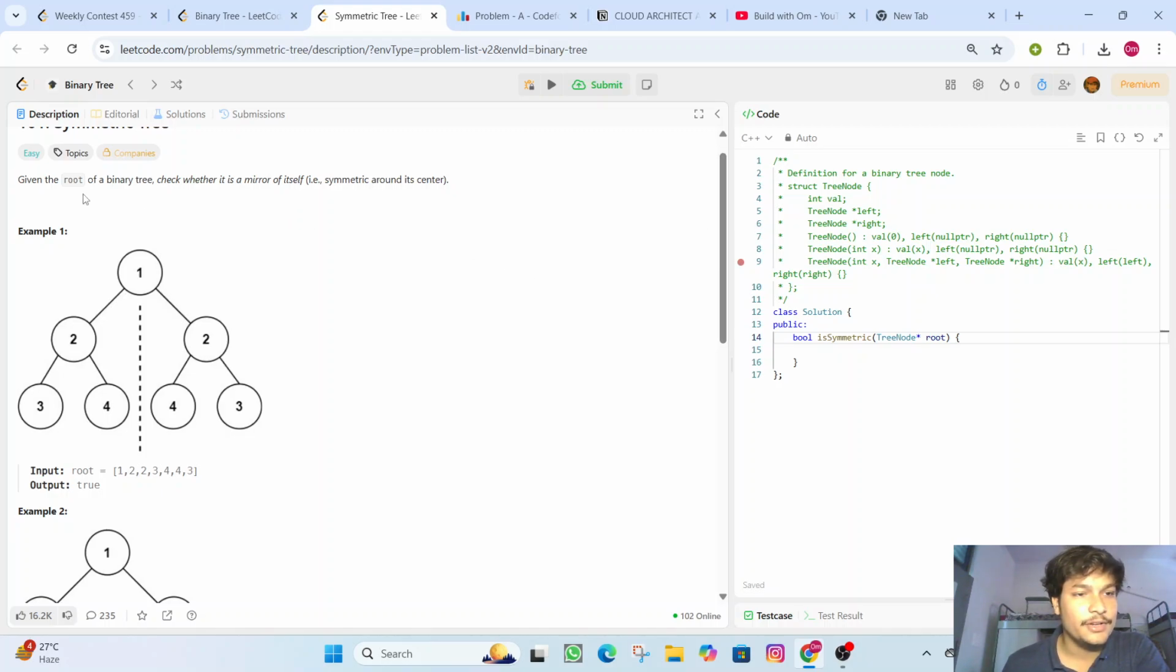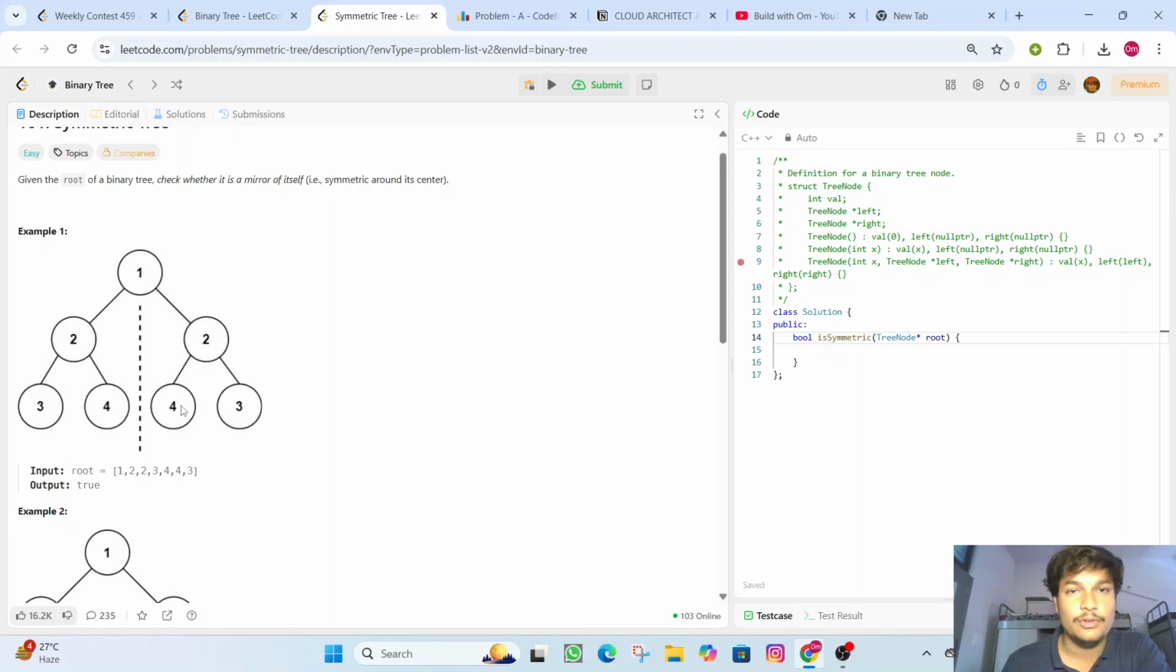So here we can see, given the root of a binary tree, check whether it is a mirror of itself or not. If you see this tree, 1, 2, 3, 4, 1, 2, 4, 3. Yes, it is obviously symmetrical if we cut at this node 1. We see that this part and this part are identical in the case of a mirror image. Like here 4 is on the left, and in this case 4 is on the right.